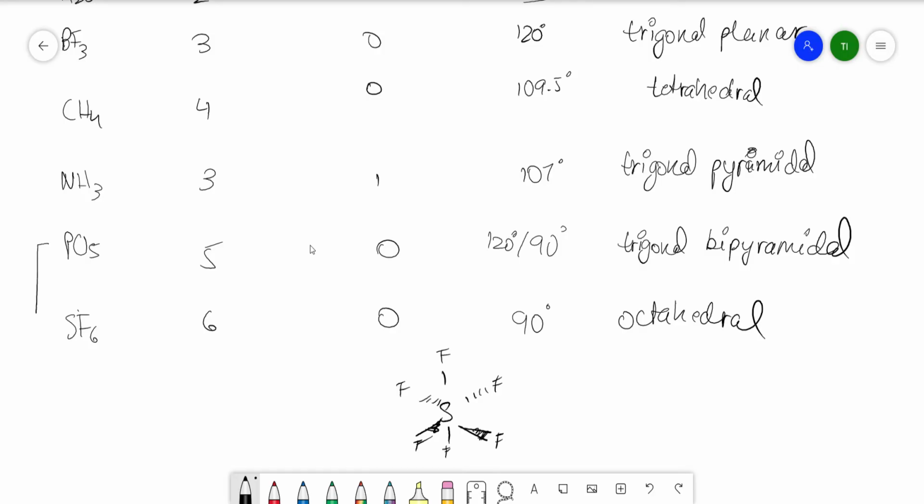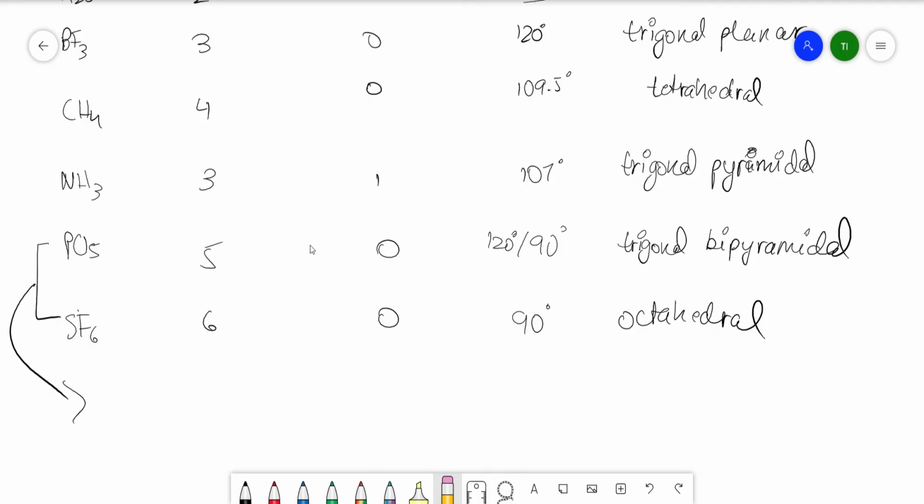For the last two, I suggest you look up a 3D model, like Google an image, because it's really hard to draw a 3D representation. But whenever you're asked to draw a 3D representation, you must be able to draw it the way I drew it. And this is the usual representation of the octahedral shape. Between all of them, it's 90 degrees, and between the one going above and below, it's 180. And basically between every opposite atom, it's 180 degrees.